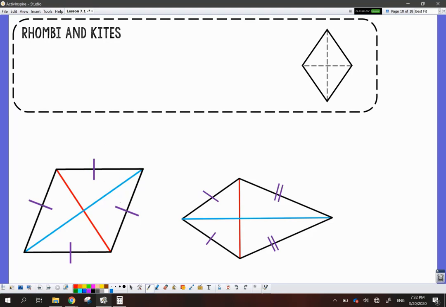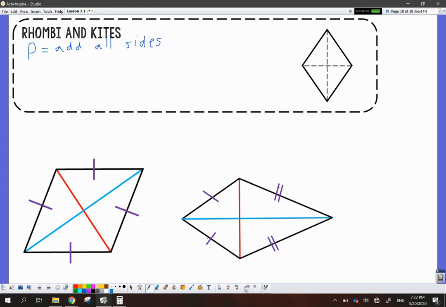The perimeter of a kite, same idea. These two are always congruent. These two are always congruent. So to find the perimeter, add these two plus these two, and you get the perimeter there. So again, I'm just recommending for perimeter, add all sides. No special formula needed here.